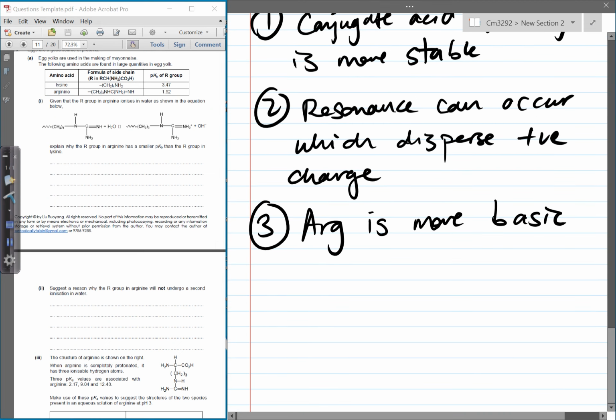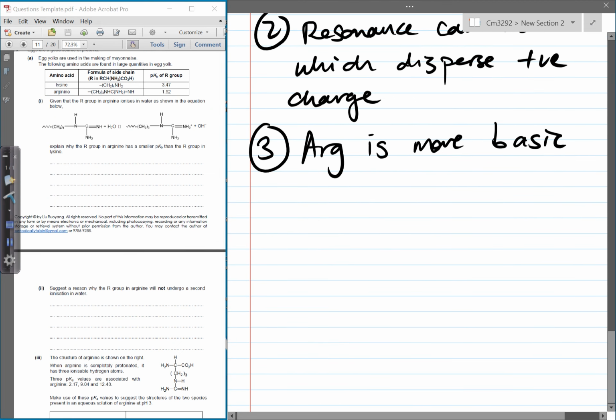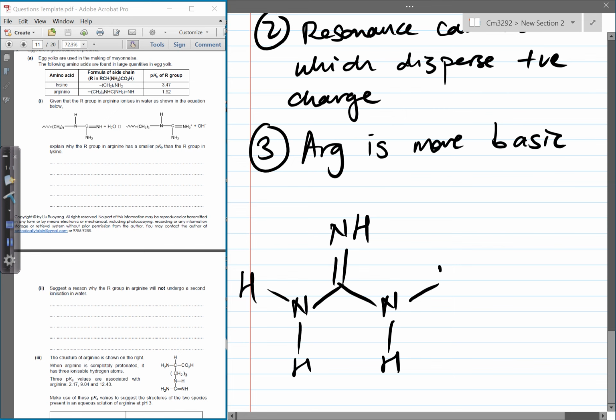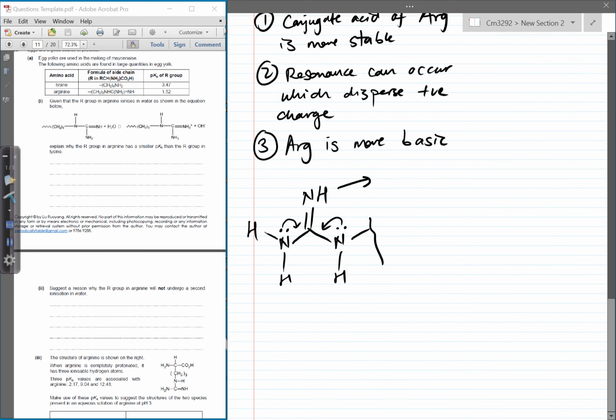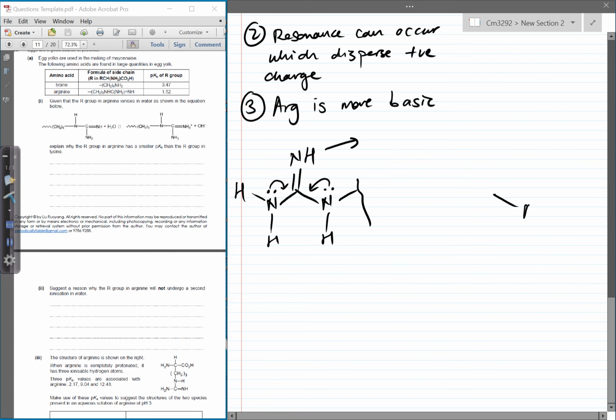So this is once again your conjugation explanation. Out of these 3 nitrogen, only this is truly basic. Why? It's because this lone pair is also delocalized. Delocalization means that it is less available, and I've explained in the video that this is exactly the same as your phenylamine concept.